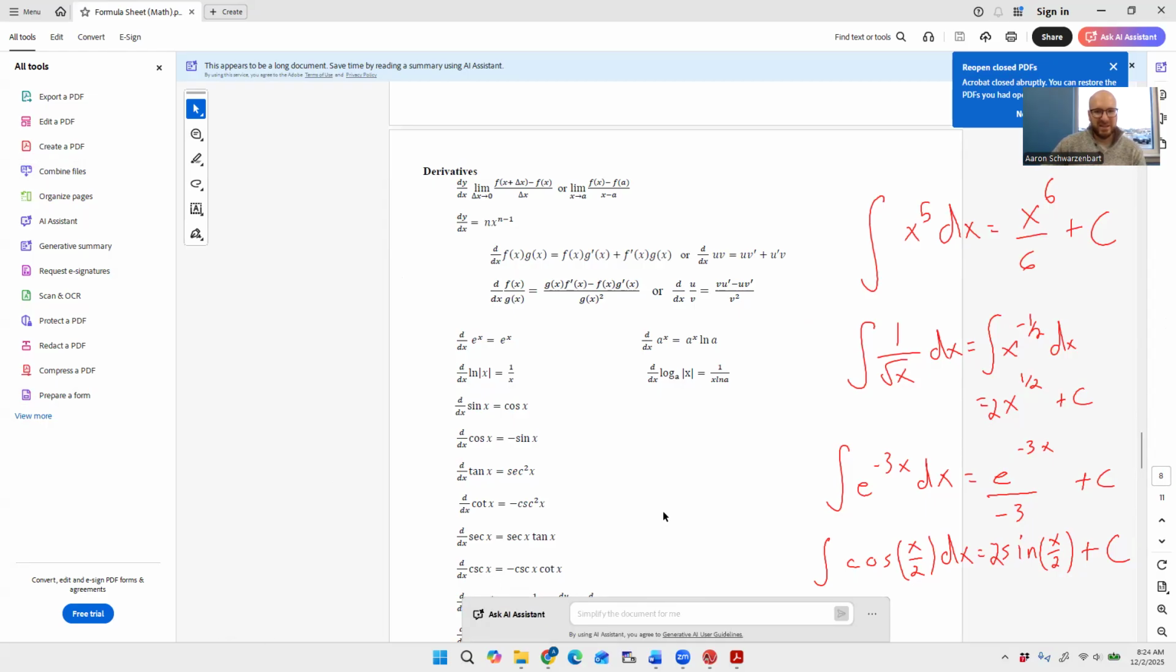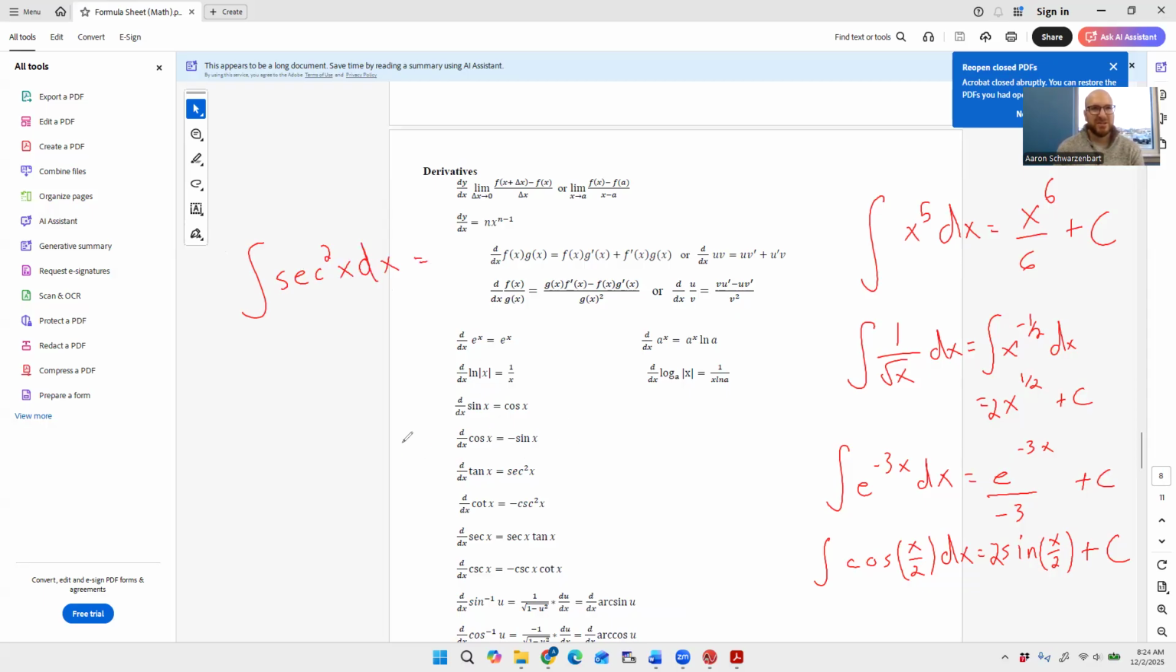Let's do a really common one that's going to show up. There are a couple more common ones. What has a derivative of secant squared? And so this is just tangent x. This is another common one. What has a derivative of 1 over x?